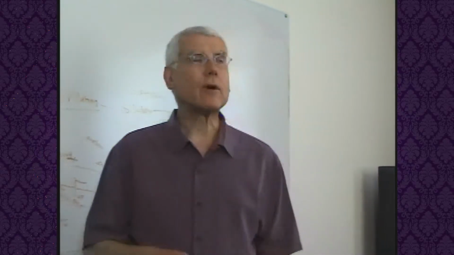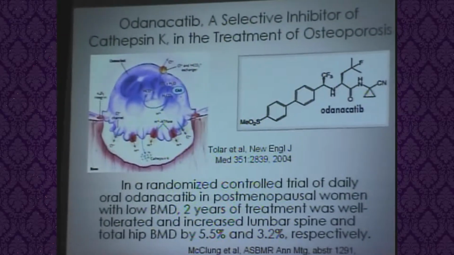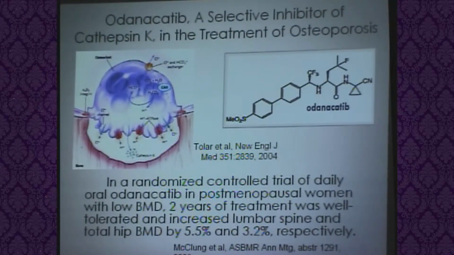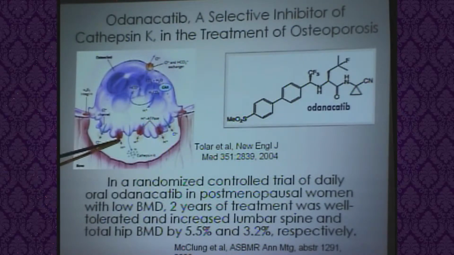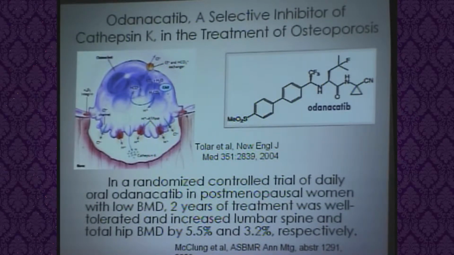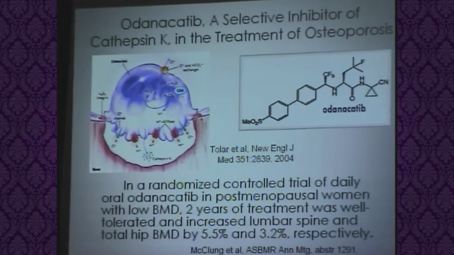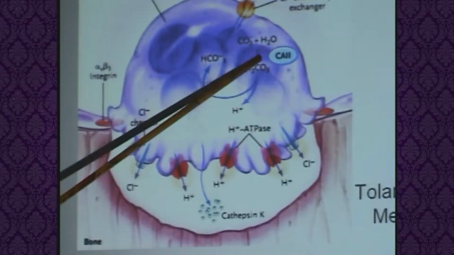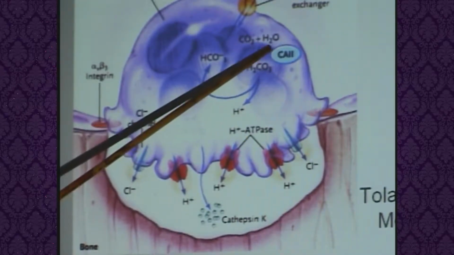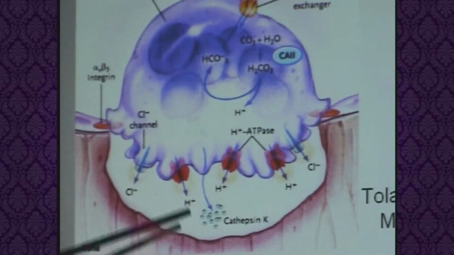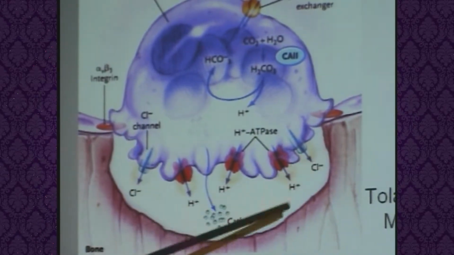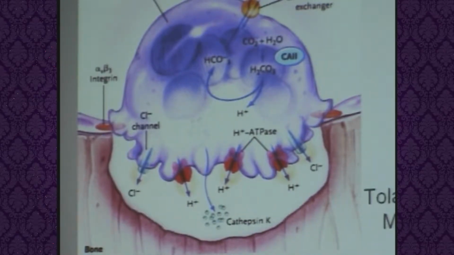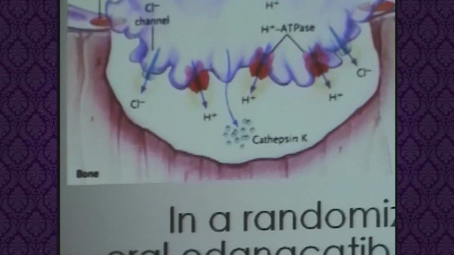Looking at another agent, which is quite interesting, there's been a lot of interest in trying to inhibit the osteoclast's function very locally in the resorptive pit, if you will. There's an enzyme that is secreted by the osteoclast called Cathepsin K, a proteolytic enzyme that works in the presence of an acidic environment, which is also produced by carbonic anhydrase subtype 2 in the osteoclast. In the acidic environment of this resorption pit, Cathepsin K can have optimal function to resorb bone matrix protein, particularly collagen type 1.